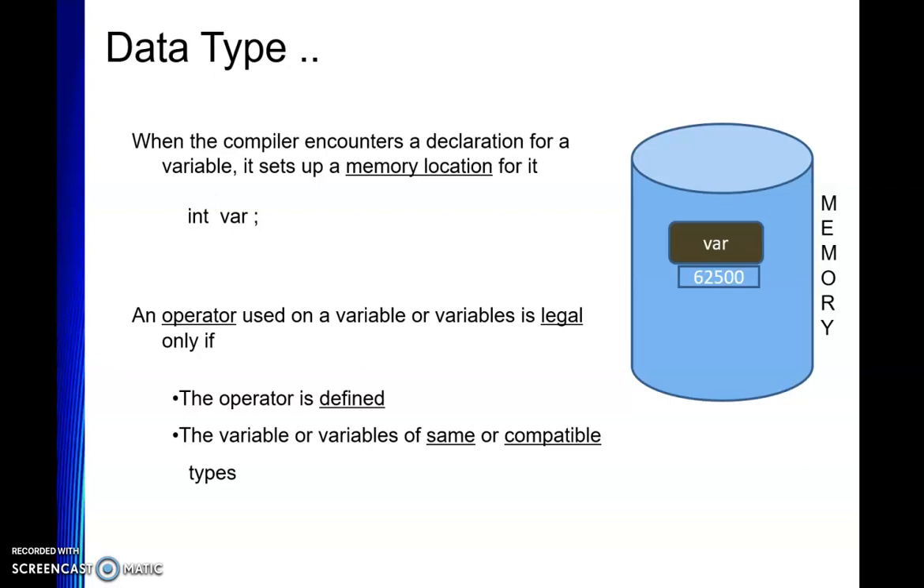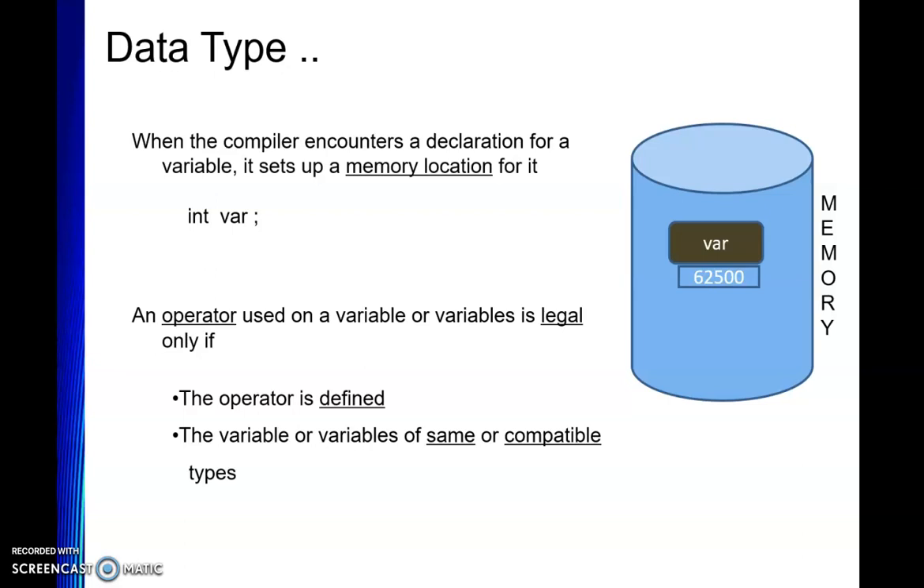Okay, and an operator is used on the variable. A variable is legal only if the operator is defined. So we know what kind of operator it is, and the variables are of the same or compatible type. Like we are saying x plus y, two variables, right? We have seen x is an integer, y is also an integer. So that type of thing we can easily add up. So the operation is defined, and the variables are of the same or compatible type.